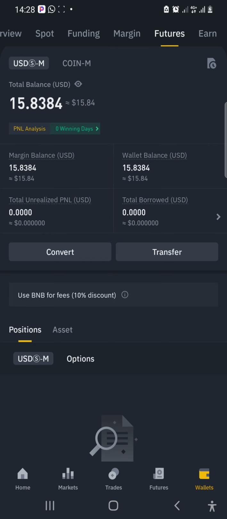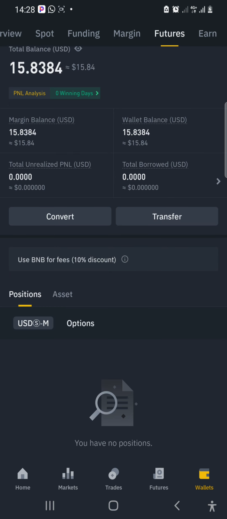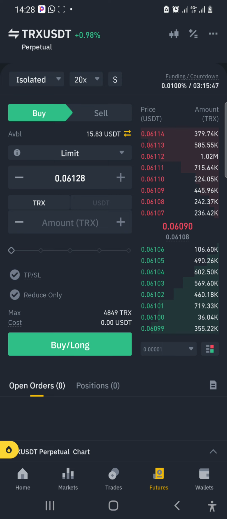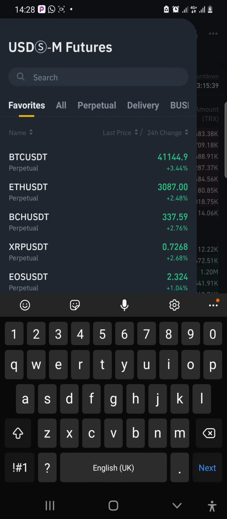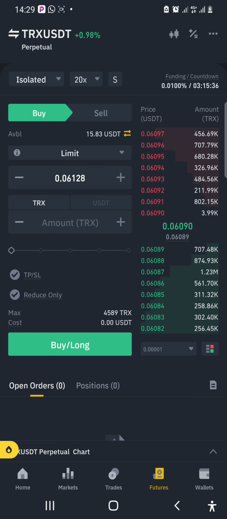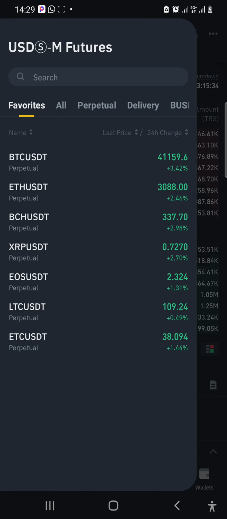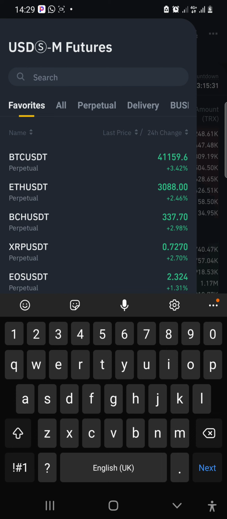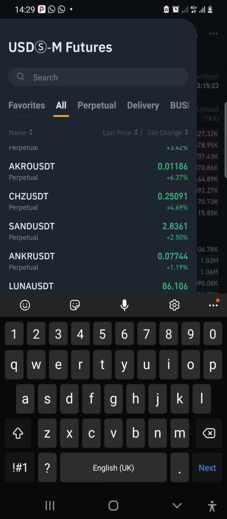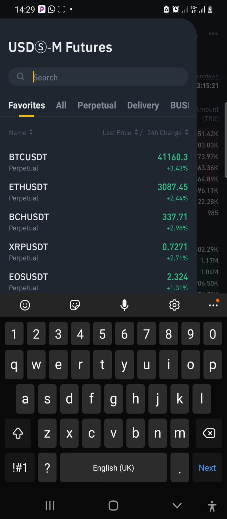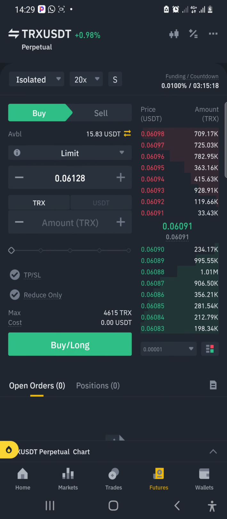So that is the first step. This is the futures wallet. Now let's go to futures trading itself. As you can see here, this TRX I already showed you. But if you need to check on another coin, maybe you want to trade another coin, you just click on that TRX. This is the favorites list. I don't have any favorites, but probably the ones people trade the most. If you want to check for all, you can see so many coins here. Those are the ones that concern us.